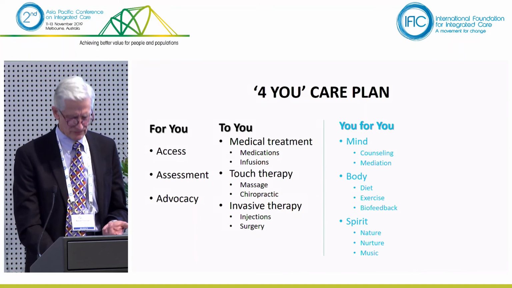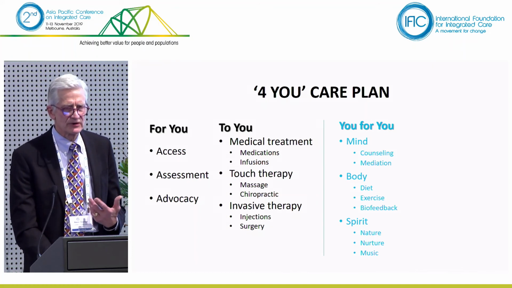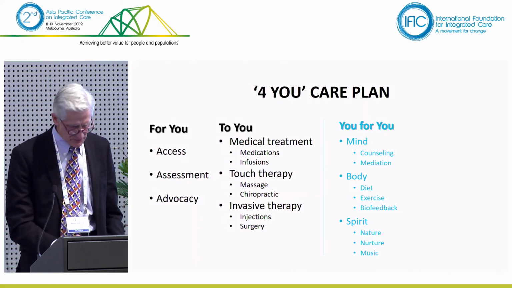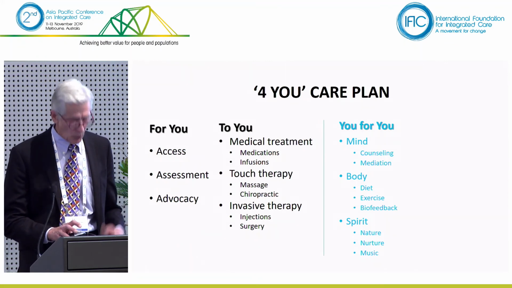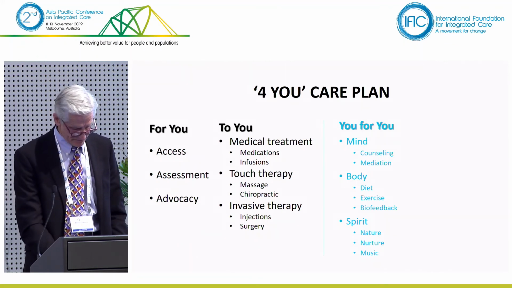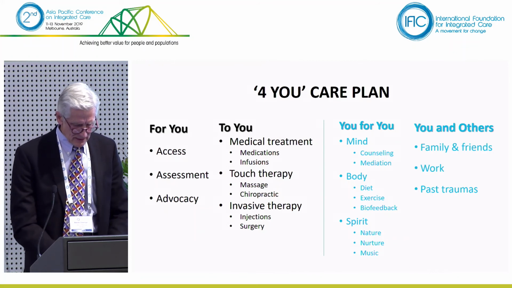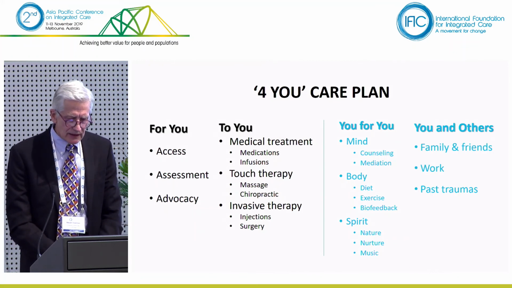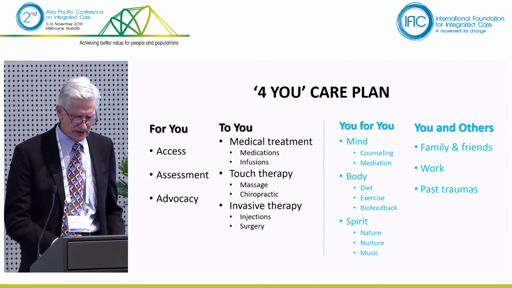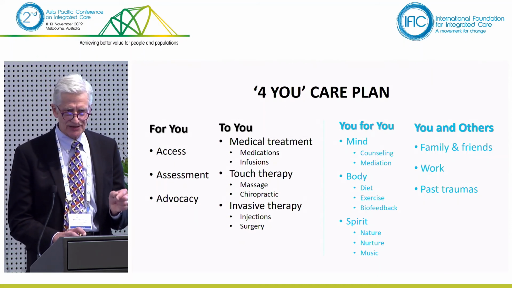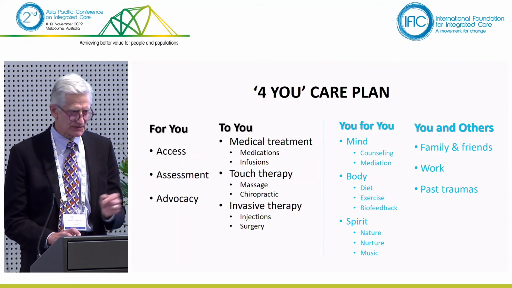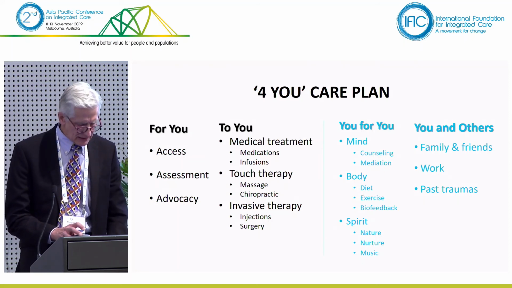You for you. These are the mind, body, and spirit type activities, of which then I list a menu of choices for them to pick from, where they start, where they are, and where they want to go. In the right column is you and others, family, friends, work, and past traumas. Sometimes the relationship with things in the past is the deepest anchor that we have to try to let go of.